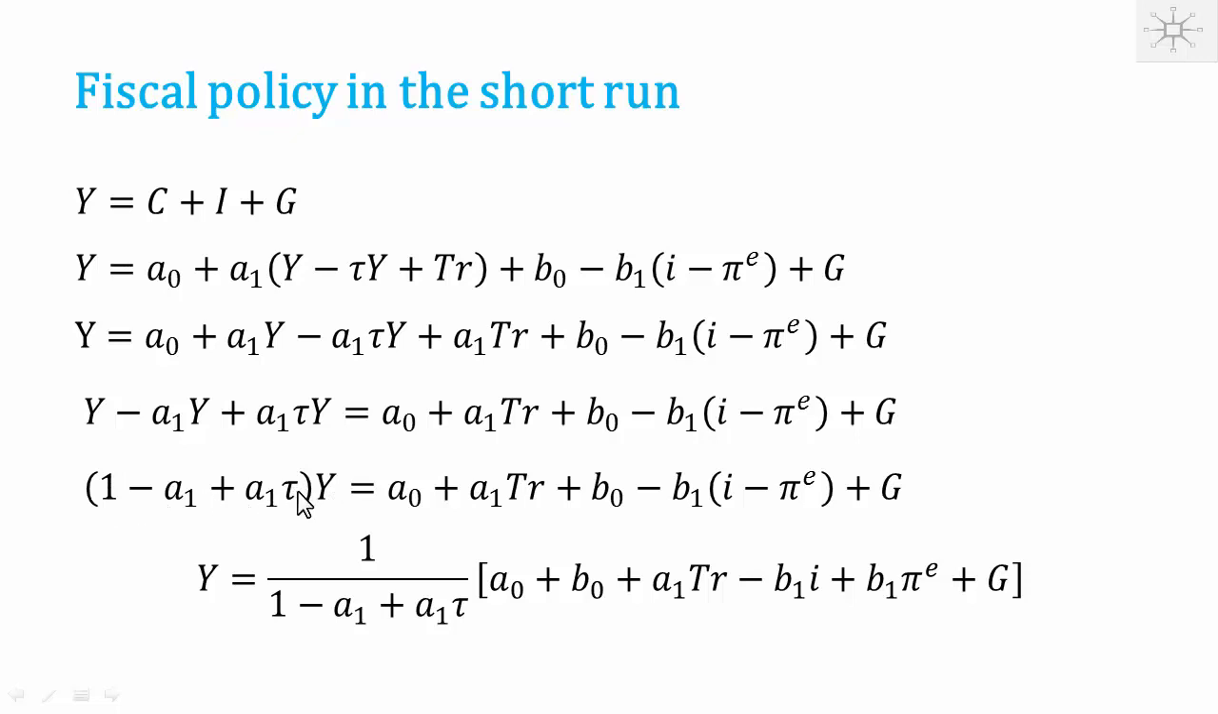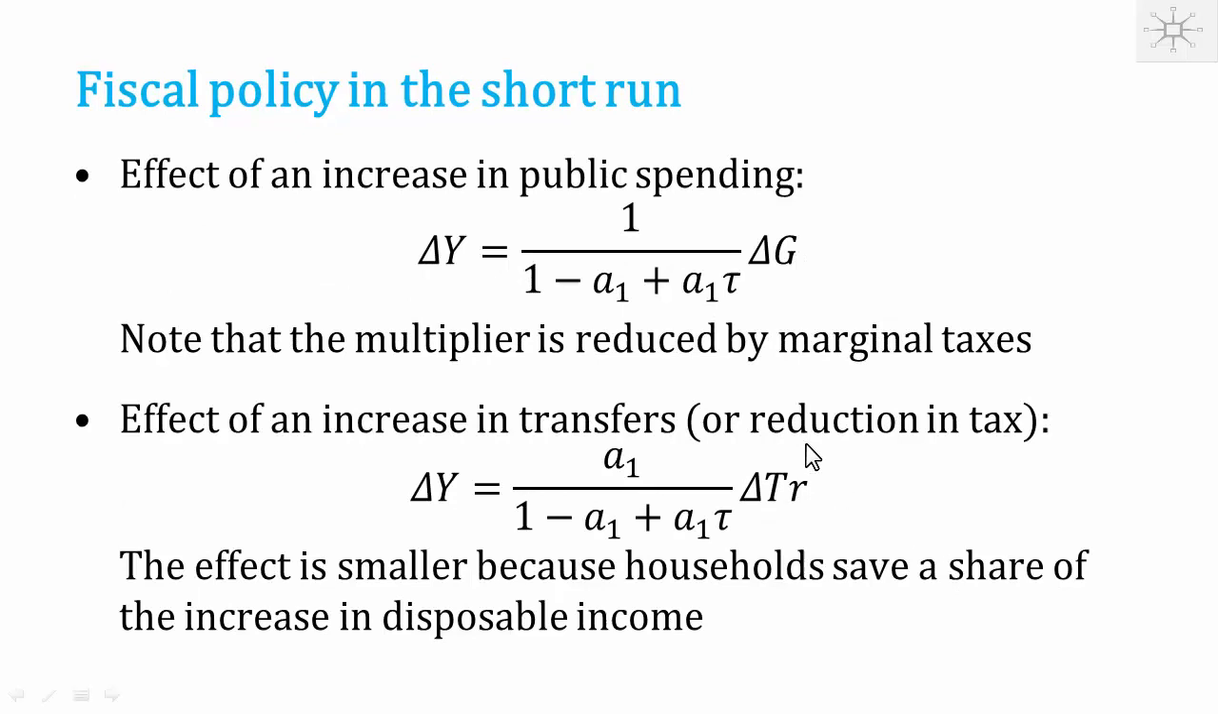And in the parenthesis we have 1 minus a1 plus a1 tau. And then finally we divide by this parenthesis, and now we have that GDP is equal to a multiplier 1 over 1 minus a1 plus a1 tau times the different other components of demand. So now we can calculate the effect of an increase in government expenditure by just taking the differential. So the multiplier for public spending is this.